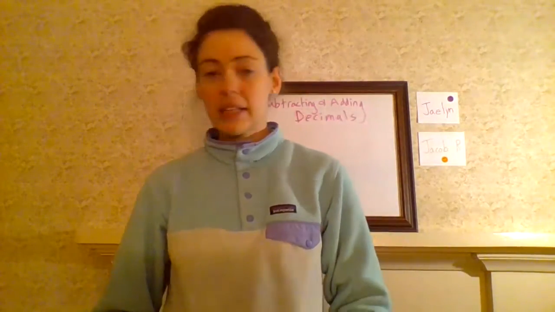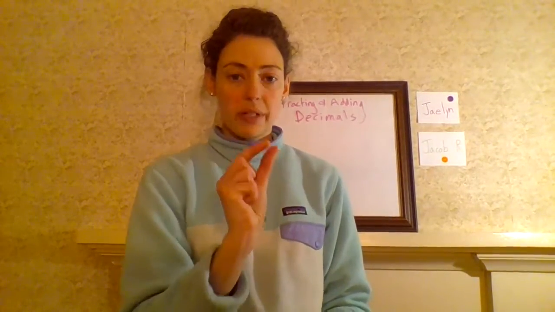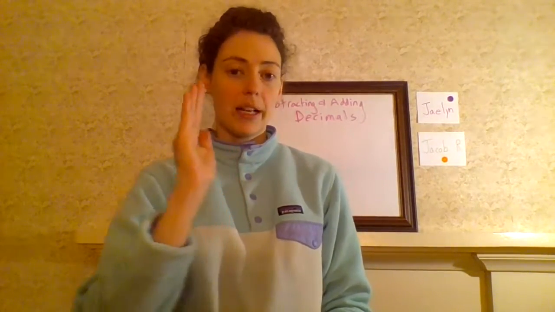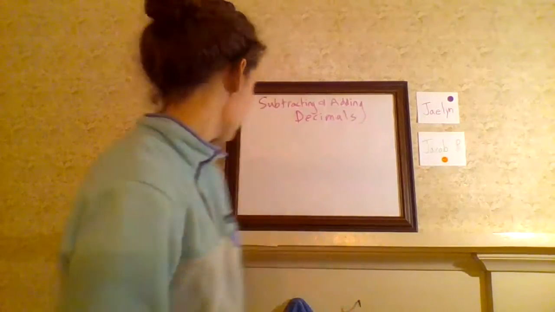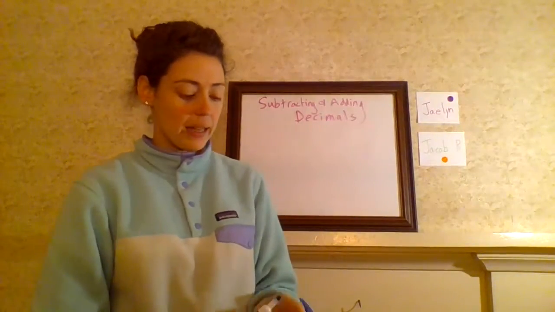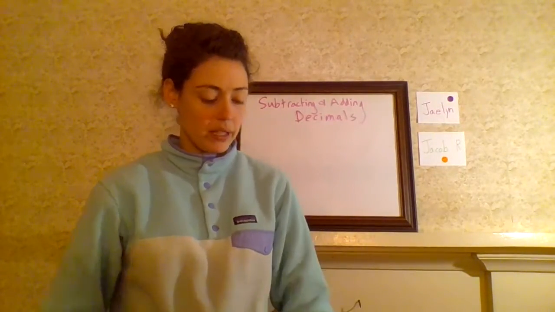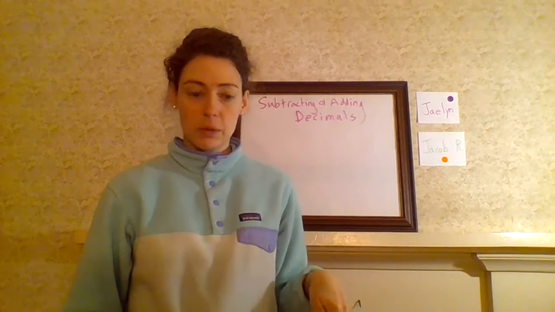Okay, so yesterday we were adding decimals, and the big thing that you need to know about adding decimals is that you have to line up where the decimal is. You don't necessarily line up by the right of the numbers, you line up by the decimal. And subtracting is just like adding in that way. You have to line up where the decimal is. And then just subtract as if the decimals aren't there.